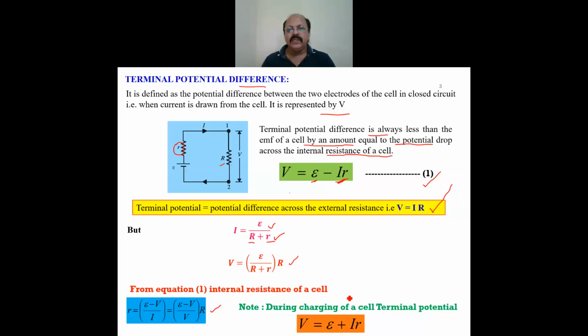Now just note down: during the charging of the cell, the terminal potential difference V is equal to E plus Ir. Earlier, what we defined was the case where current is drawn from the cell, and during charging the current is given to the cell. So that's why V is equal to E plus Ir. Remember this one.